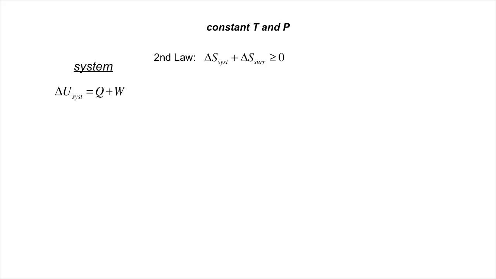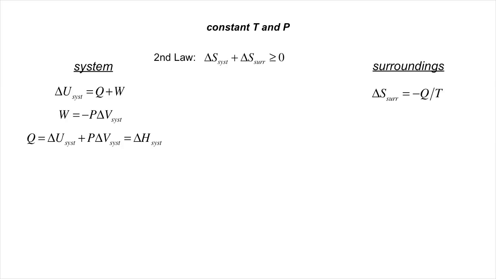Focusing on the system and applying the first law, we can say that any internal energy change the system undergoes must be the sum of the heat and work done on the system. Since we have fixed the pressure, the work will just be equal to minus P times delta V. Solving for Q, we can say that the heat input must equal delta H. But now let's look at the surroundings. If we absorb a given amount of heat, the entropy change of the surroundings will be minus Q over T, which in turn is minus delta H of the system divided by T.